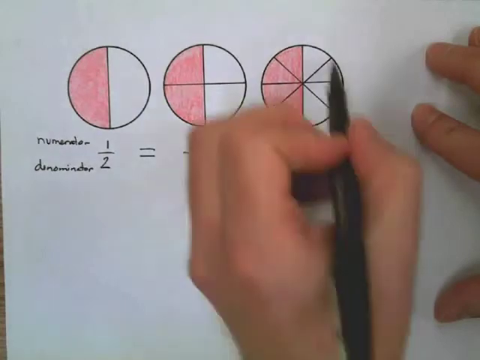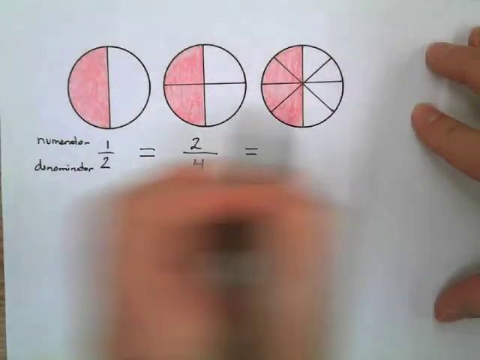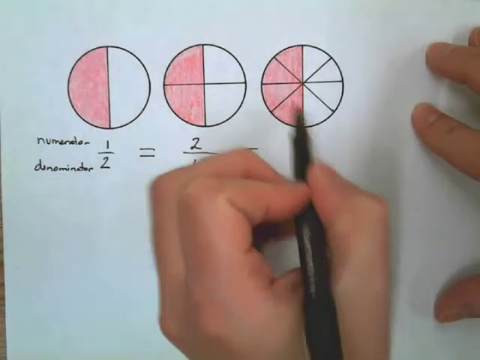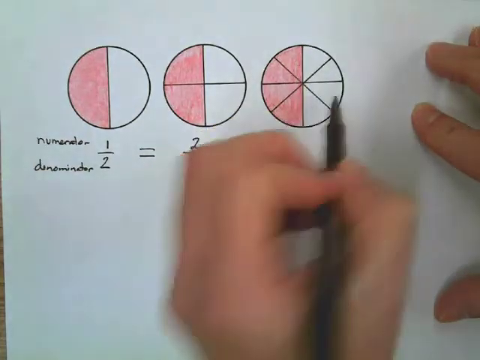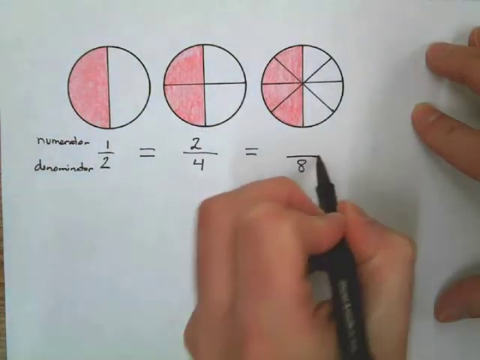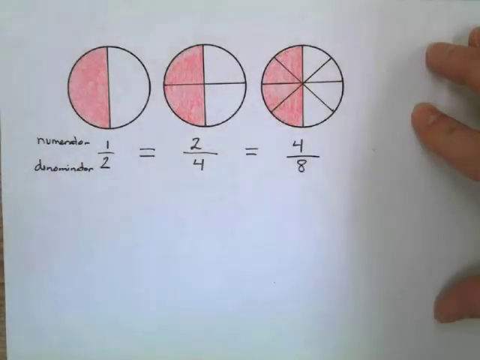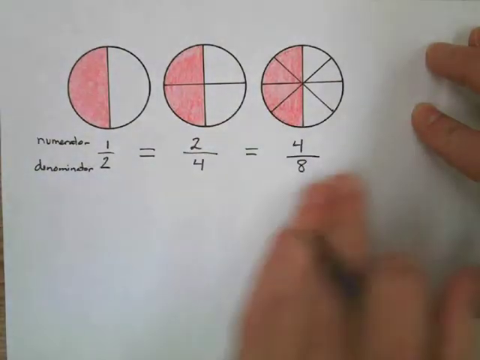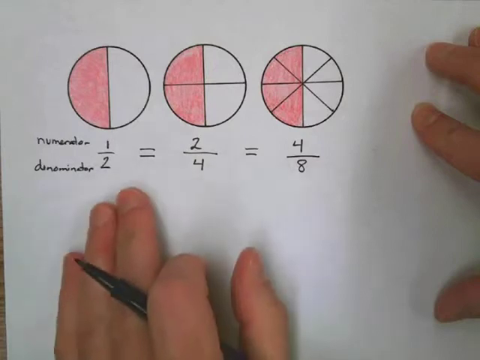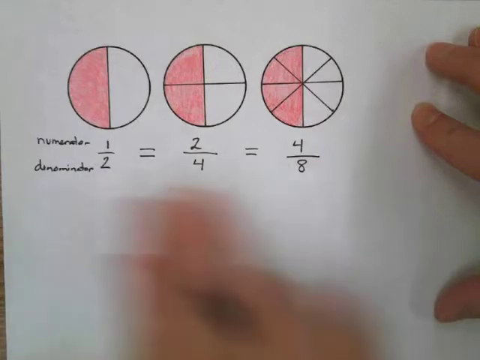I can say that I have this same circle, my whole is the same as those, and it's broken into 1, 2, 3, 4, 5, 6, 7, 8 pieces. So my denominator is 8, and there are 1, 2, 3, 4 of those pieces shaded in. So 4/8 is also equivalent to 2/4, which is equivalent to 1/2.